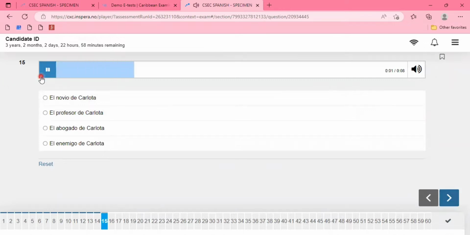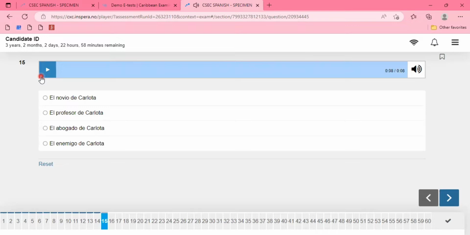Pregunta 15. Pablo besó a Carlota y le puso un anillo en el dedo. ¿Quién es Pablo? Pregunta 15. Pablo besó a Carlota y le puso un anillo en el dedo. ¿Quién es Pablo? All right.